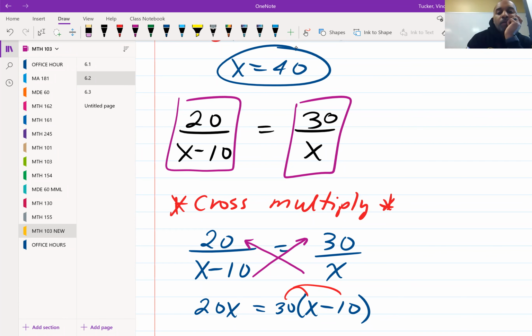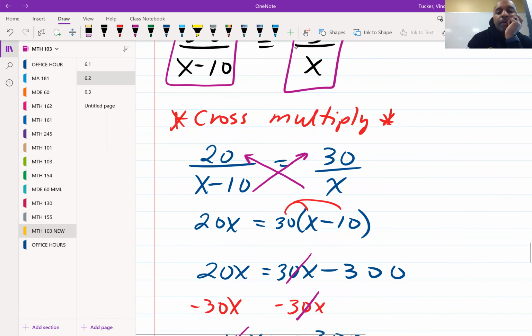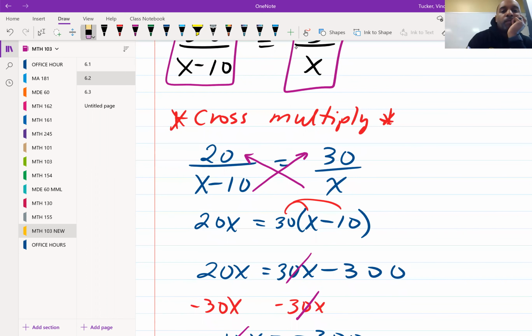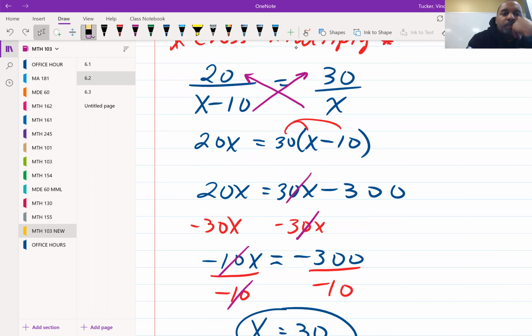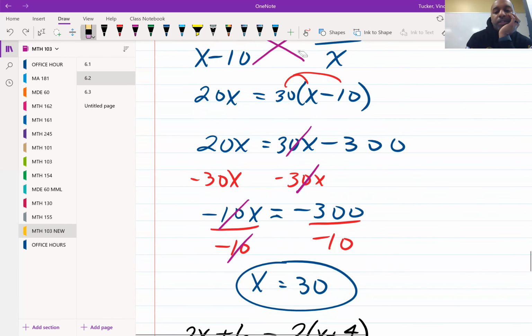All right. Once you've done that, you can go ahead and solve. Distribute the 30. That'll be 20x equals 30x minus 300. Subtract 30x from both sides. That'll be negative 10x equals negative 300. And then divide by negative 10, that'll give us 30.